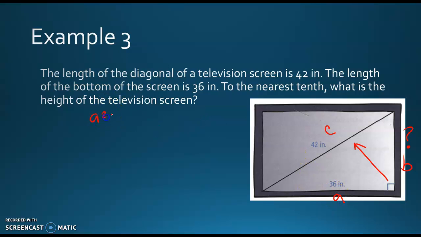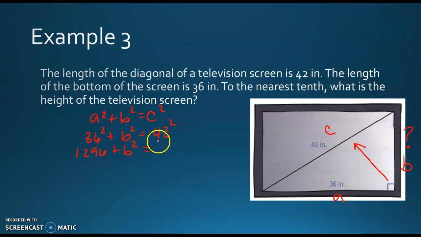So when we plug into a squared plus b squared equals c squared, then we're going to have 36 squared plus b squared equals 42 squared. So 36 squared, type it into the calculator. 36 times 36, or 36 squared, and you're going to get 1,296 plus b squared equals 42 squared.